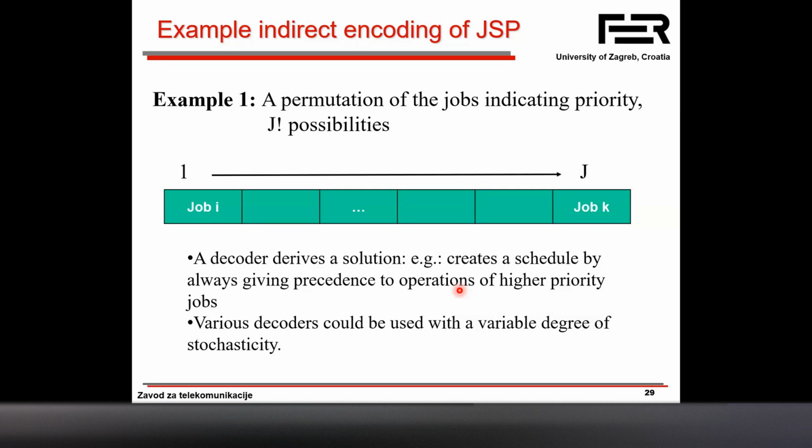So if we are given a certain permutation, we need to decode it to create an actual schedule. For example, if I'm given a permutation like this, I will create such a schedule that I will always give precedence to operations of higher priority jobs. So let's say we assume this list to be according to priority. I will take job I, which is first here, and schedule all of job I's operations at the earliest that I can. Then I will go on to the next job here, schedule all of its operations, and so on.